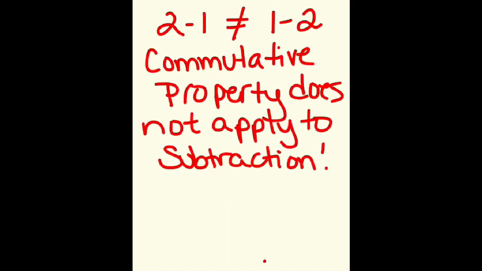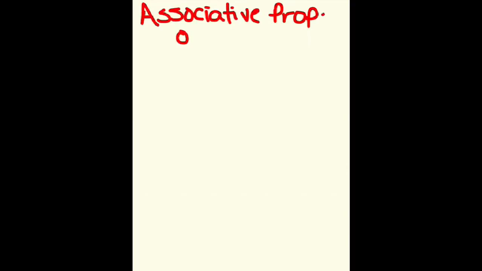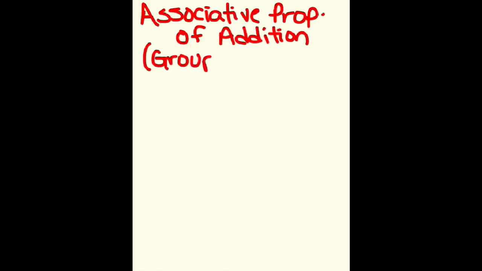Okay, let's go ahead and do the associative property next. You probably have a lot more room than I do, but I'm going to just use another piece of paper so I have enough room. The associative property of addition. Okay, this is our grouping property. You may want to write grouping underneath here so that you remember that this is the one that refers to groups.